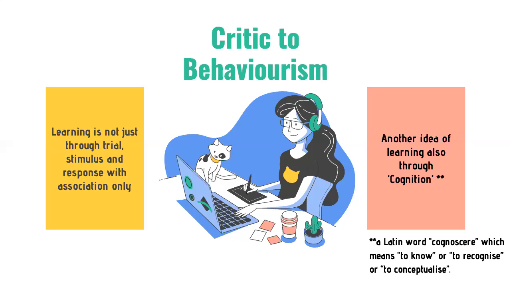There are critics of behaviorism in the previous lecture, because learning is not just through trial and error, stimulus and response, with association only. Learning also encompasses the main idea of cognition, which behaviorism did not include. Cognition is a Latin word, cognitia, which means to know, to recognize, or to conceptualize.